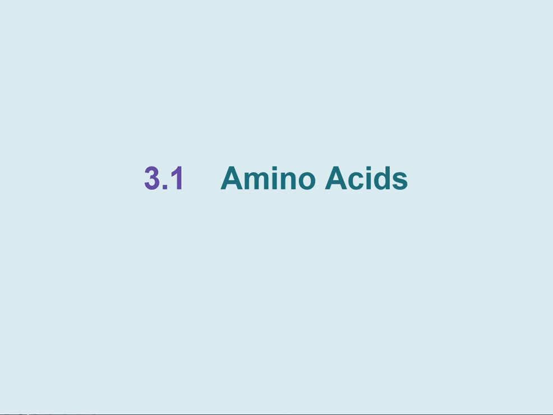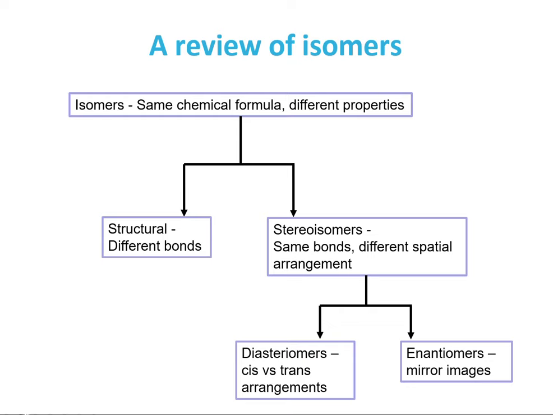We'll start with talking about amino acids. We're going to do a little bit of a review of isomers because you need to know some terminology. An isomer is a compound that has the same chemical formula but different properties. And from there, you can branch off to talk about structural isomers, which have different bonds. We're not talking about those. We're talking about stereoisomers, which have the same bonds, but different spatial arrangements.